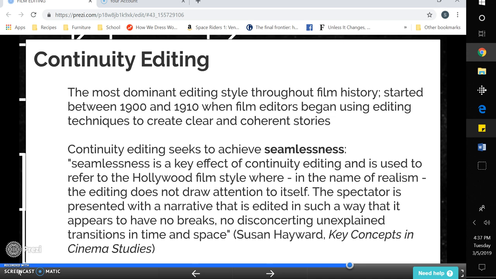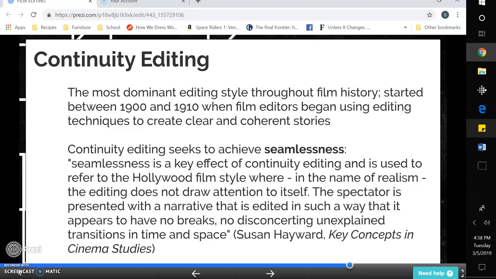In the documentary that we watched in class, The Cutting Edge, they really attribute this style of continuity editing to Edwin S. Porter, who was an employee of Thomas Edison's, and the director and editor of, I believe it's The Life of an American Firefighter, if I'm remembering the title correctly. That was a film in 1904, and it's one of the first examples of a filmmaker using editing to piece different things together to tell a cohesive story.